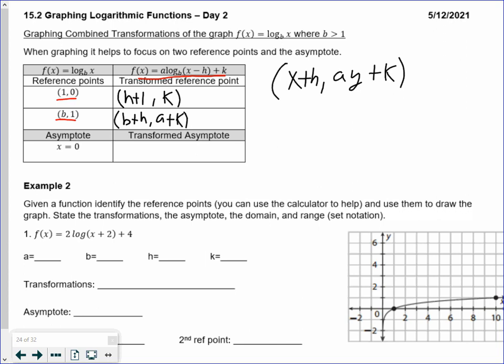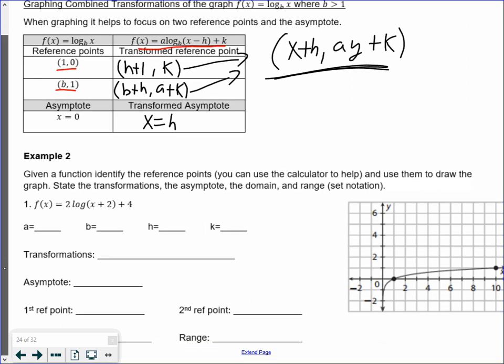For both these transformed reference points, you don't actually have to have them memorized, because you just plug your parent reference points into your transformation rule, and you'll get the same exact thing. All right? So anyway, our transformed asymptote is going to be x equals h. Our asymptote is always going to be x equals h.